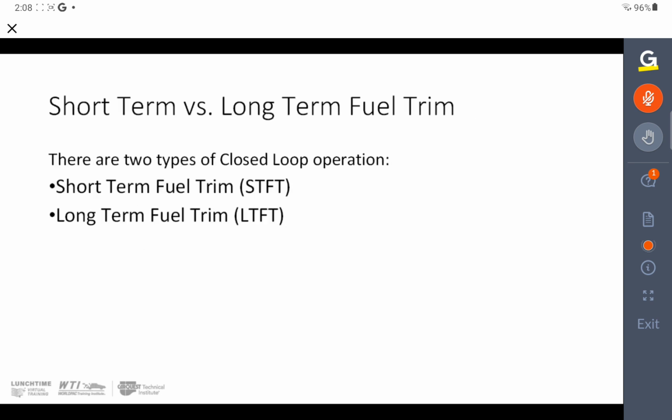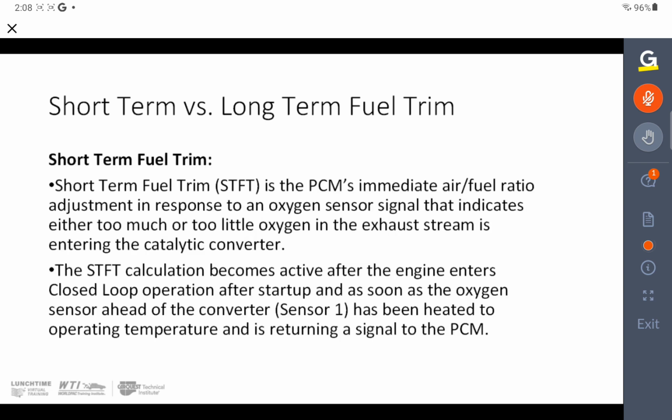There's two types of fuel trims that we deal with. One is called short-term fuel trim. The other one is called long-term fuel trim. And out of all the terminology that we deal with in automotive, these terms actually make a lot of sense. Short-term fuel trim is basically an immediate response to what's going on. And a lot of it has to do with the oxygen sensor. The computer's watching the oxygen sensor.